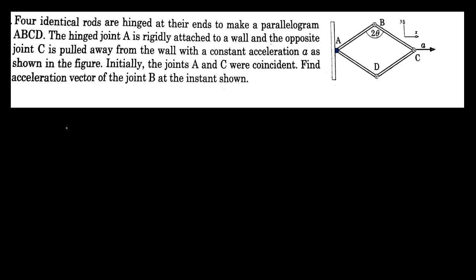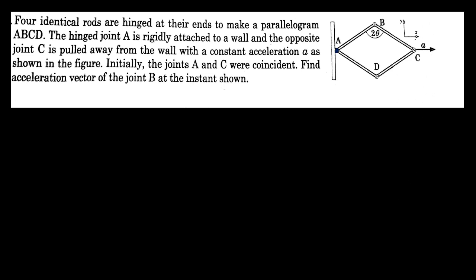So we have four identical rods hinged at their ends to make a parallelogram ABCD. The hinged joint A is rigidly attached to a wall and the opposite joint C is pulled away from the wall with a constant acceleration A as shown in the figure. Initially the joints A and C were coincident. Find the acceleration vector of the joint B at the instant which is shown.